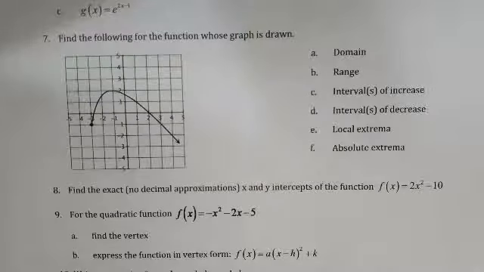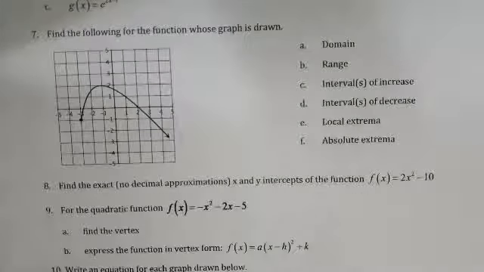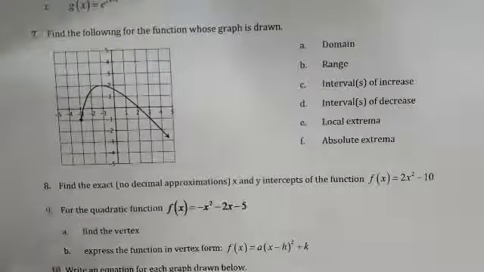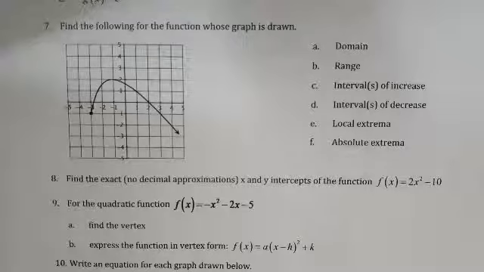You should know the two main domain restrictions. Or there's a third with logs, but I'm probably giving you too much. So there's square roots, there's dividing by zero, and then there's the log restrictions that we had. So those are the three restrictions that you should really think about when we talk about domain and give you something symbolic. Find the following for the function: the domain, range, intervals of increase, decrease, and extrema. So those are all things I could ask.